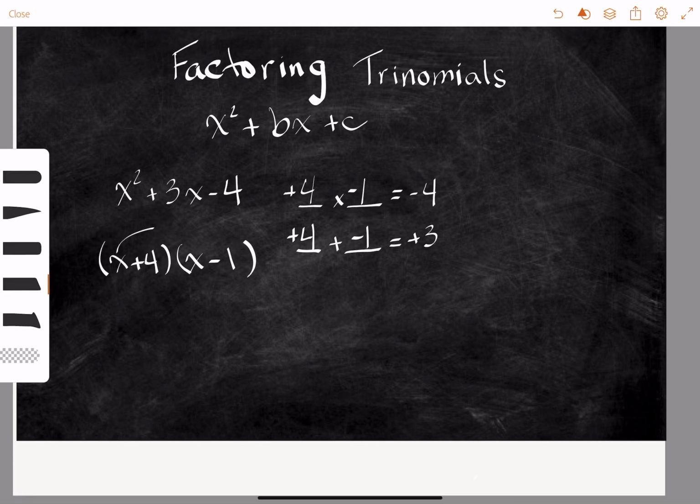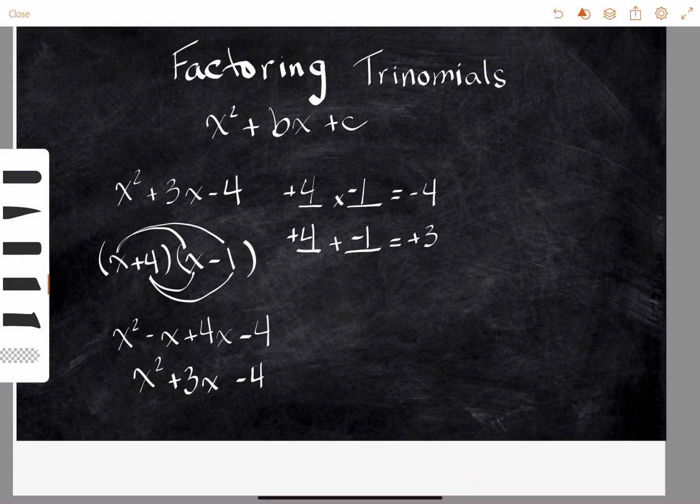First, outside, inside, last. So my first one is x times x, which is x squared. Outside is x times negative 1, so negative x. 4 times x is positive 4x. And then 4 times negative 1 is negative 4. We're going to add these together, our like terms, which is the negative x and positive 4x. So we get x squared, negative 1 plus 4 is positive 3x, and then we have minus 4. So it works out the way that I factored it.